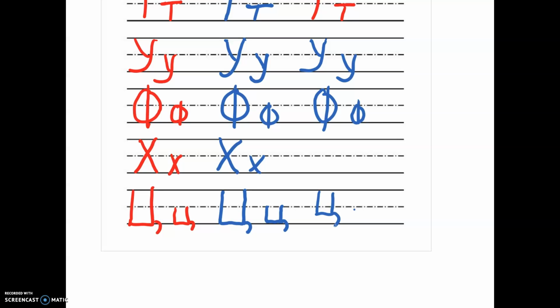You also don't want this, where your tail is huge. Oops. Where your tail is huge. You don't want that either. So you need to make sure that your se goes all the way to the line, over, up, and a little loop.